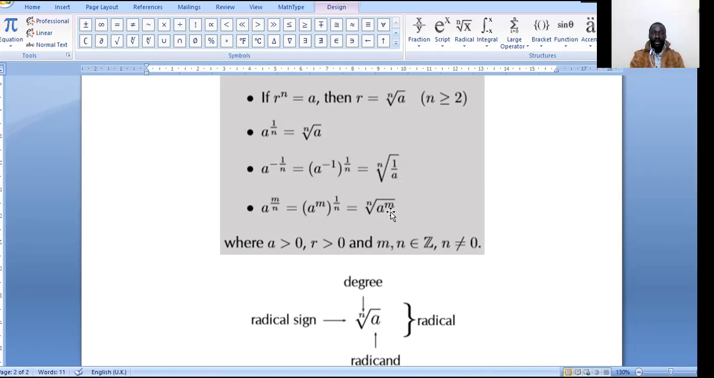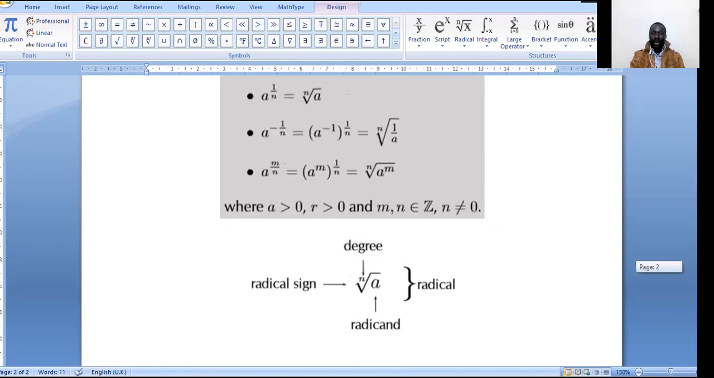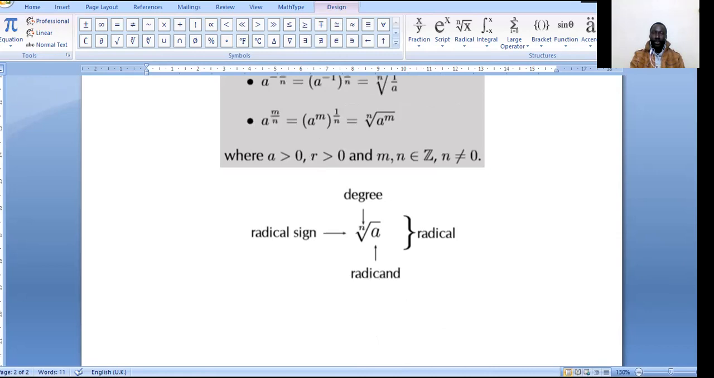In the cases above, a is greater than 0, r is also greater than 0, and m and n are real numbers or integers. n cannot be 0. By definition, the whole of this expression is called a radical, with a being the radicand, the radical sign being the square root sign, and n being the degree.